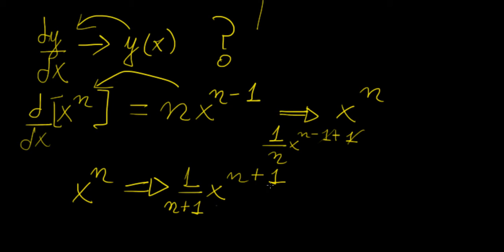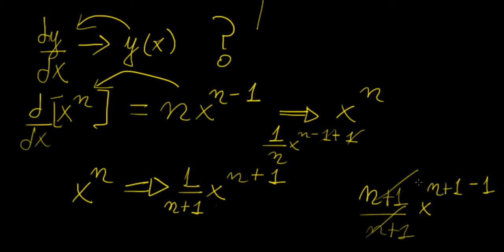So let's take the derivative of this. We're going to bring the power down, n plus 1, and we're going to subtract 1 from the power. So these two cancel out, and we're left with x to the power of n. So yes, in fact, this would be what we call the antiderivative of this function.